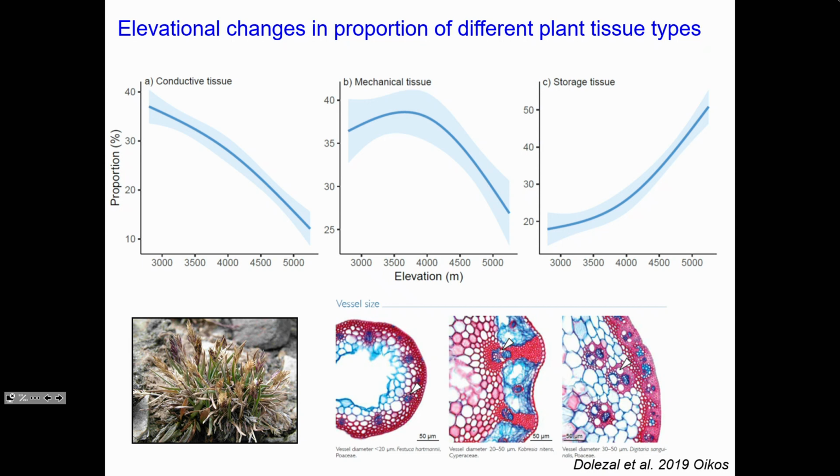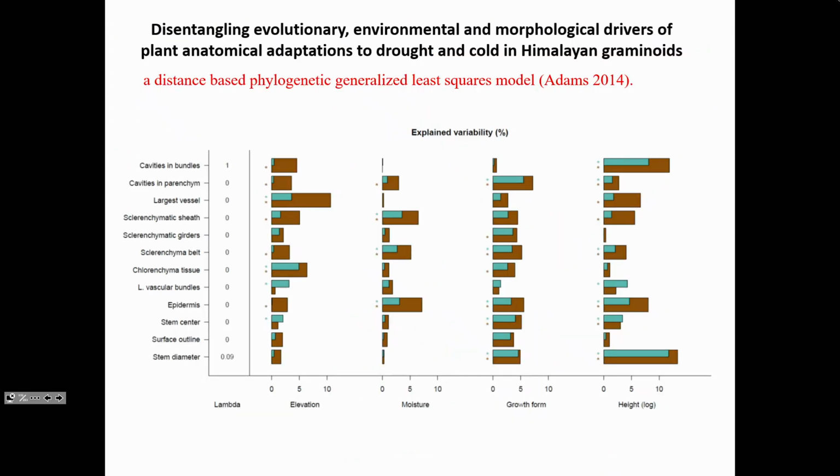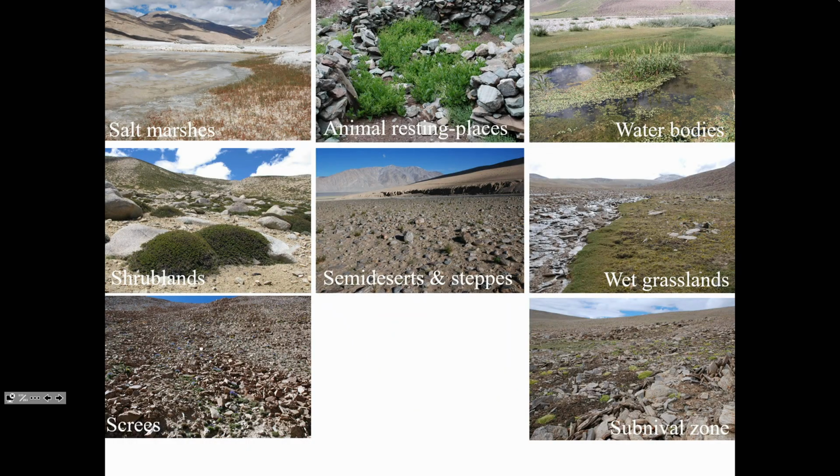Yes. So for instance, for grasses, we can see that the species that are growing at higher elevation have a lower proportion of conduits and a larger proportion of storage tissue, similarly as in forbs. Again, having smaller vessels is something that may protect plants against freezing-induced embolism and cavitation. And again, for the monocots, we can look at what proportion of variation in individual anatomical features is explained by elevation, which means temperature gradient, moisture gradient, growth form, and plant size. I'm not going into details.